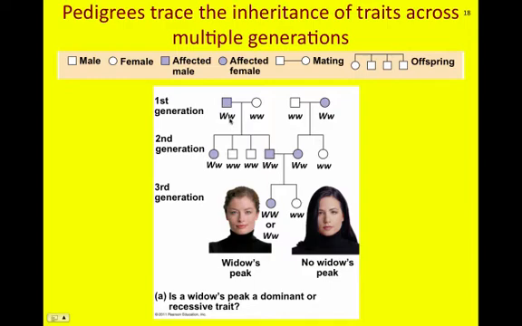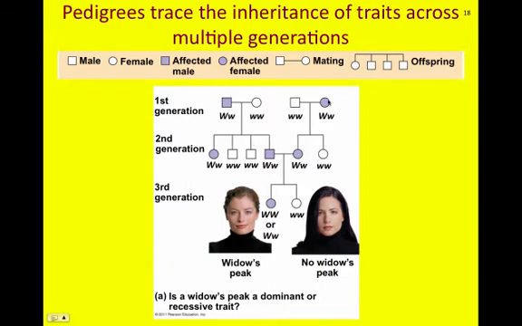Is it homozygous dominant, homozygous recessive, or heterozygous? I'm not going to answer the question now. You should be able to answer it. He has a widow's peak. He mates with a female that does not have a widow's peak. They have children in the second generation.